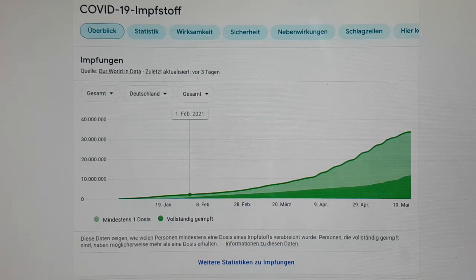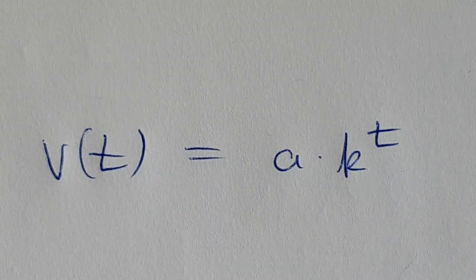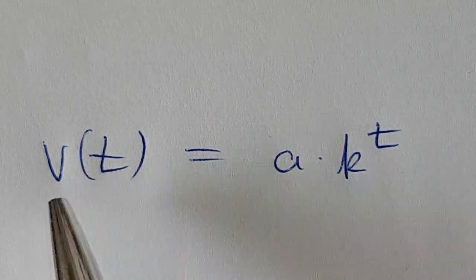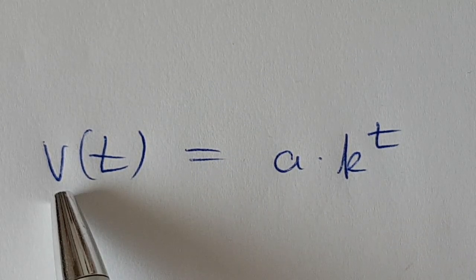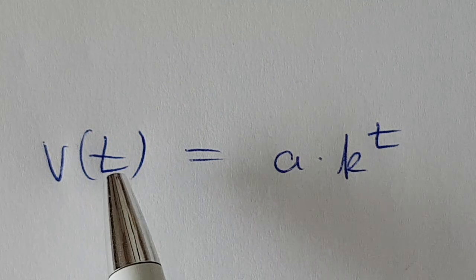So in order to model the number of vaccinated people exponentially, we first have to have a look at which parameters are important for exponential growth. And there are two main parameters which you should know if you want to model an exponential growth. So let's have a look at these two parameters. This is how we would like to have an equation for the vaccinations dependent on the time t.